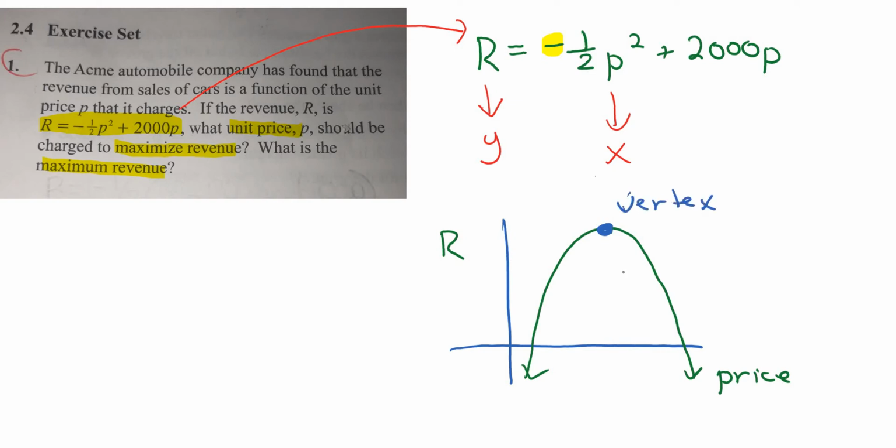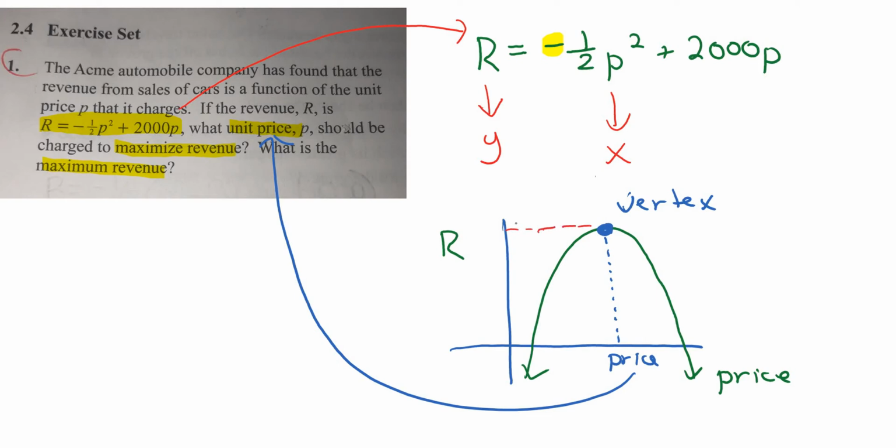And the reason why we're looking for the vertex is because the question is asking for the price. So this x-coordinate is the price that gives you the maximum revenue, right? So this is called the unit price. And if I go across on the vertex in red here, this is your maximum revenue, which is also what the question is asking for. So this question is basically asking you for the vertex, all right?